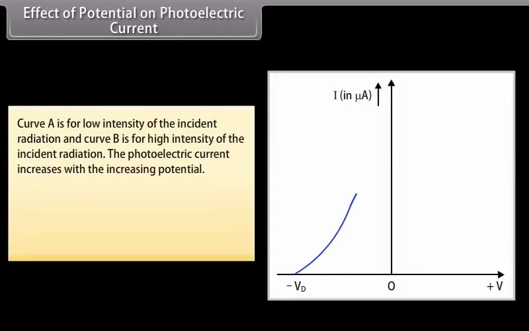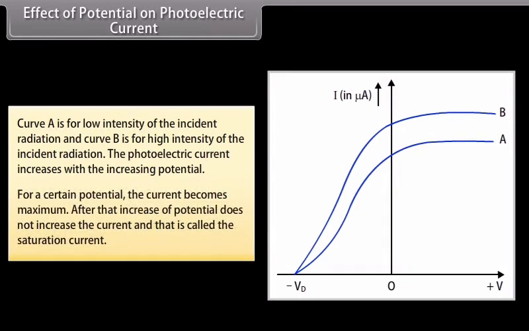Effect of potential on photoelectric current. Curve A is for low intensity of the incident radiation and curve B is for high intensity of the incident radiation. The photoelectric current increases with the increasing potential. For a certain potential, the current becomes maximum. After that, increase of potential does not increase the current, and that is called the saturation current.